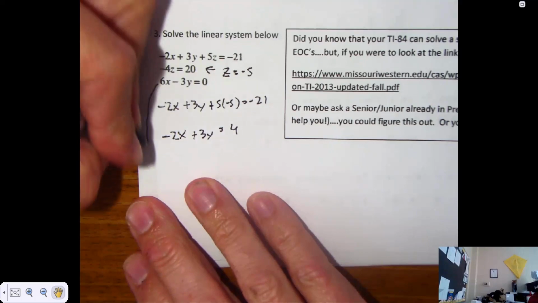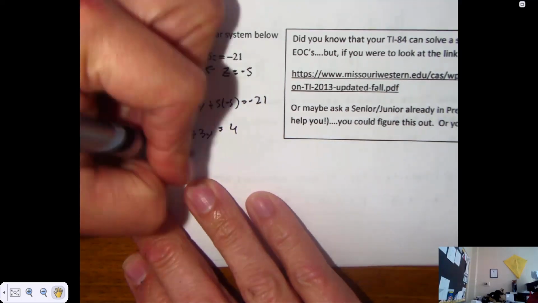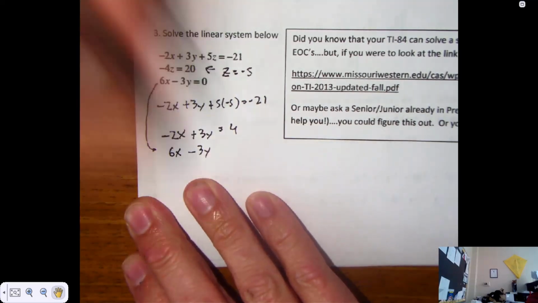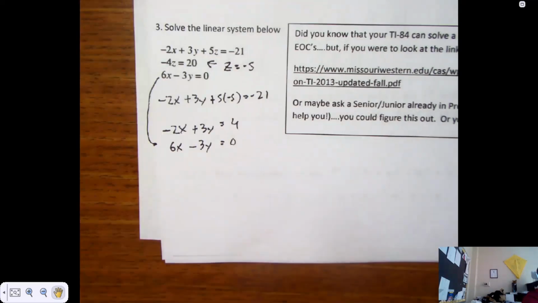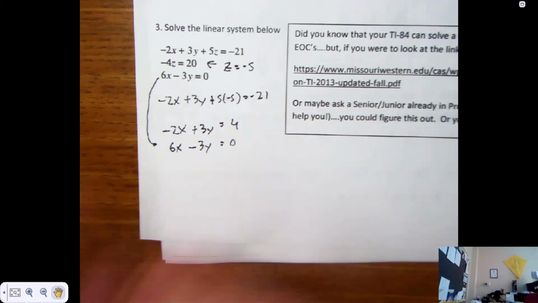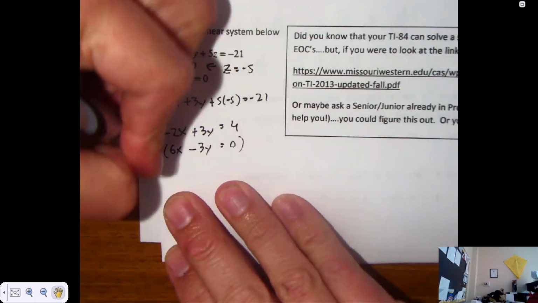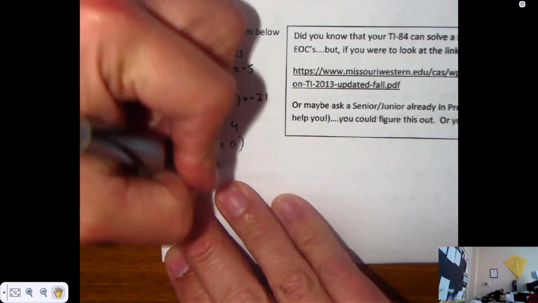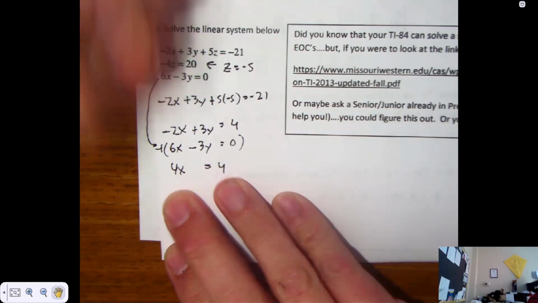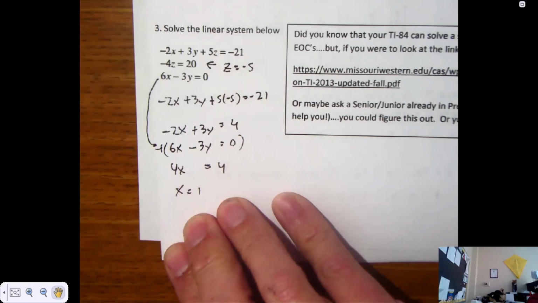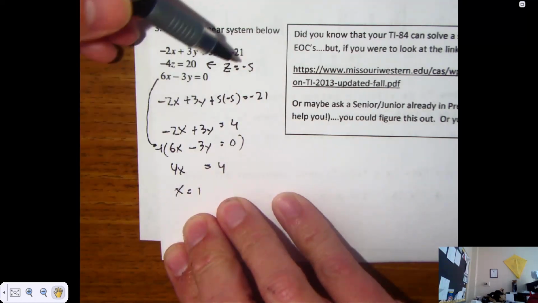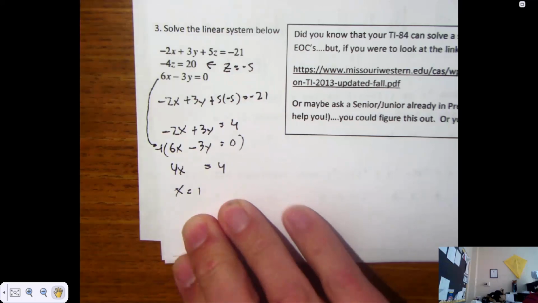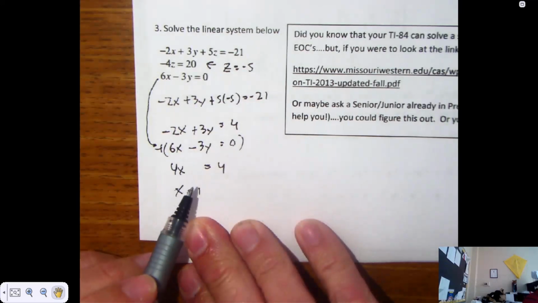Now, Devin's right, elimination method. I'm going to line up this 6x minus 3y equals 0 with that equation. How'd you do that? You added them. You add down. If you add down, there's 4 x's. There are no y's. Divide out the 4, and what's your x value? 1. So now you know x, you know z, and you can get y by plugging into an equation, right?